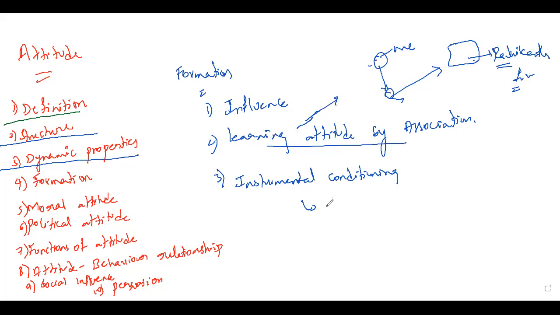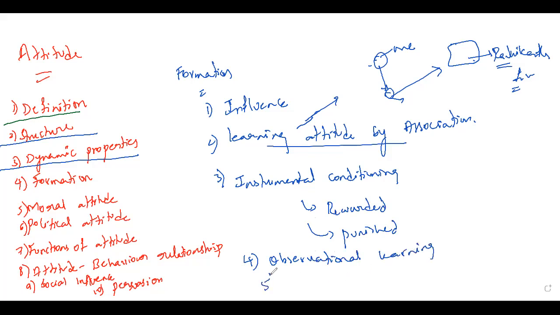Okay. Next is instrumental conditioning. So instrumental conditioning is developing the attitude which is being rewarded and ignoring the attitude which is getting punished. And next is observational learning. It is self-explanatory. So learning attitude through modeling and all. And the other one is learning through exposure to information.